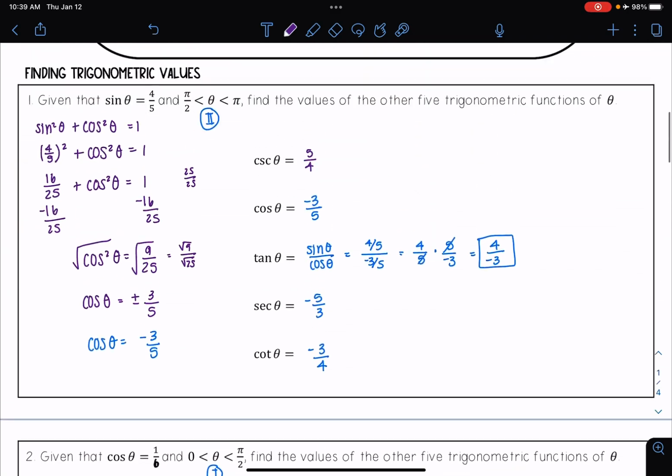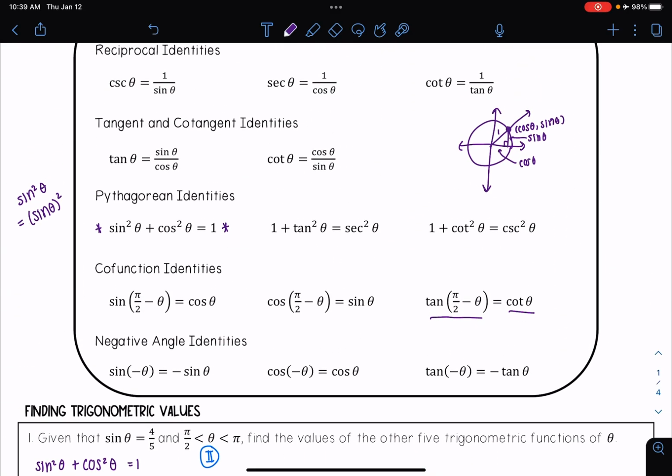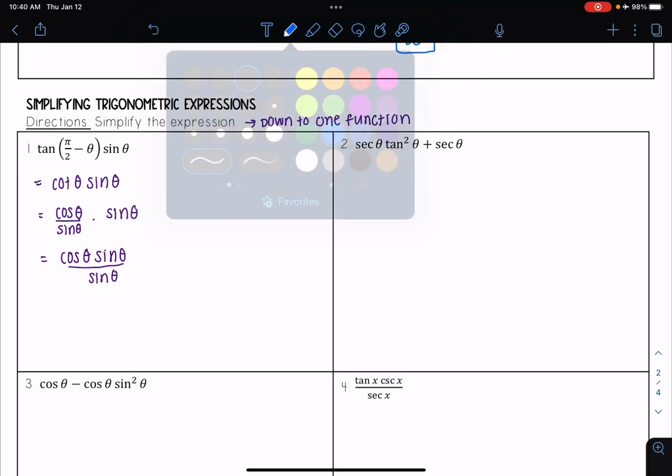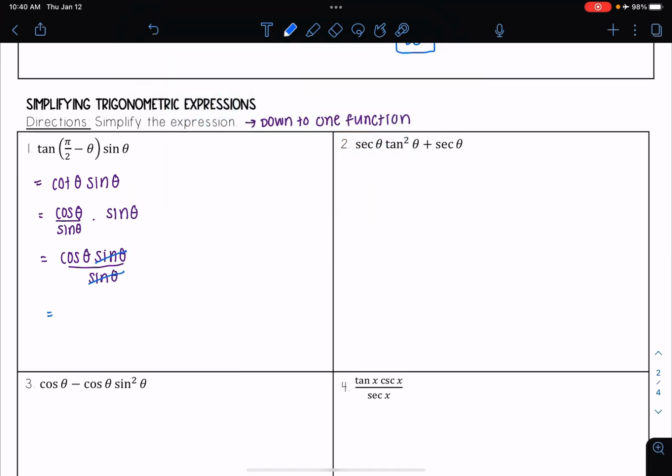And then I know from up here, for cotangent of theta, I also had another value. I see that cotangent of theta is equal to cosine of theta divided by sine of theta. So this becomes cosine of theta over sine of theta times sine of theta. Well, when I multiply across now, I have cosine of theta times sine of theta divided by sine of theta. So I see that my sines of theta cancel out, and so I'm left with just cosine of theta. And that would be my simplified expression.